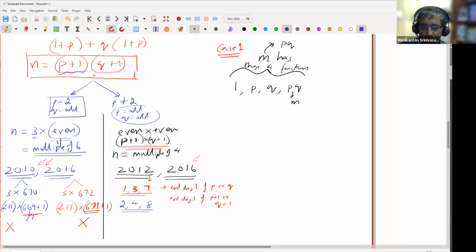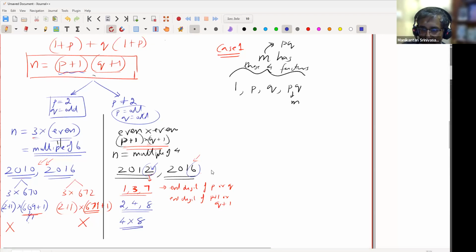Now I want combinations of these which will give me 2012 or 2016. How can I achieve 2012? Anything ending in 2 is possible only if I have a combination of a 4 and an 8.